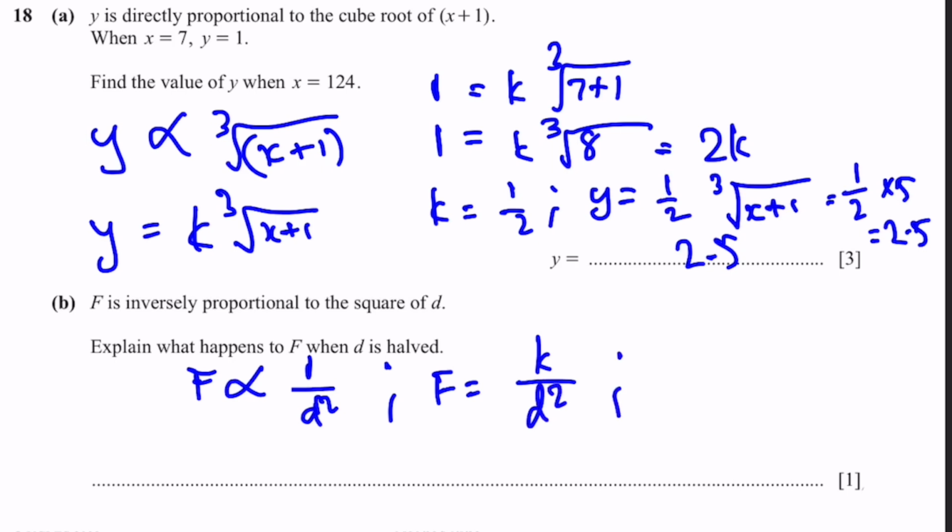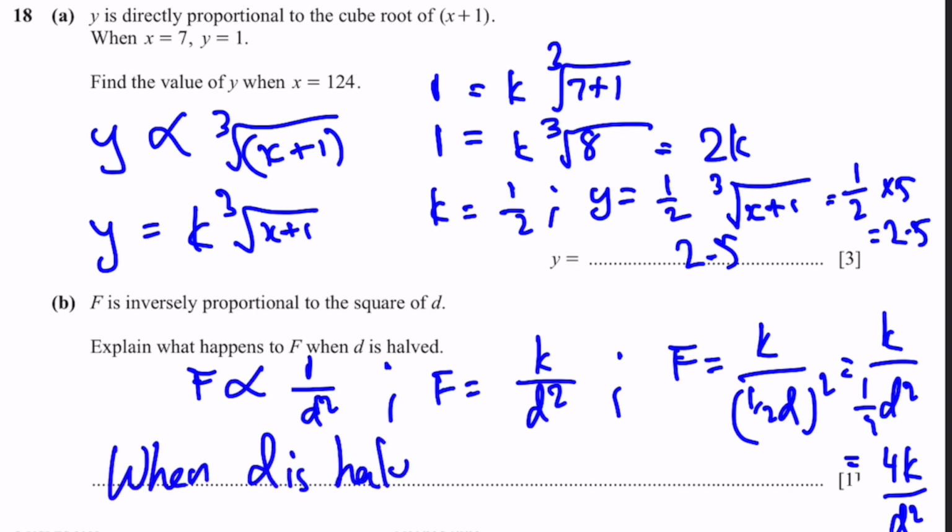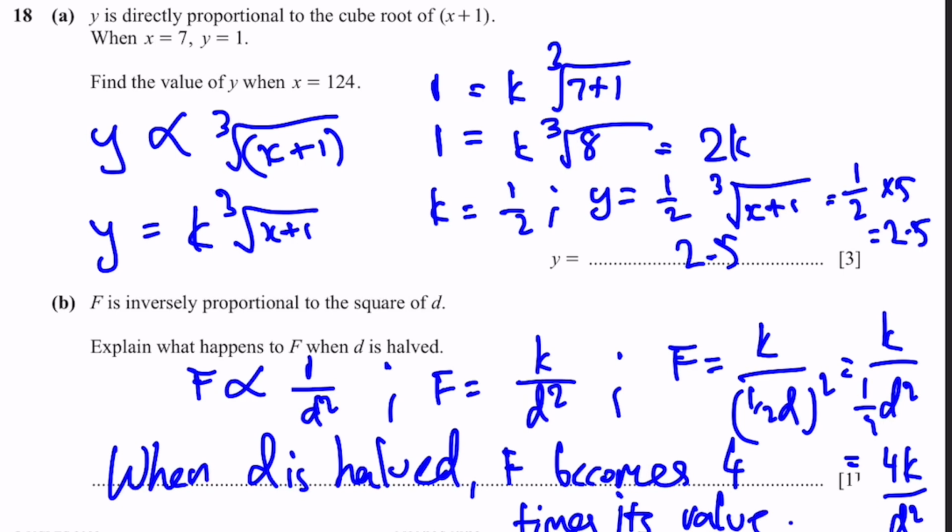When D is halved, that means F will become k by half D, the whole squared, which is equal to k by quarter D squared. That means it'll be 4k by D squared, which is 4 times the original one, which is k by D squared. So when D is halved, F becomes 4 times its value. That's the answer.